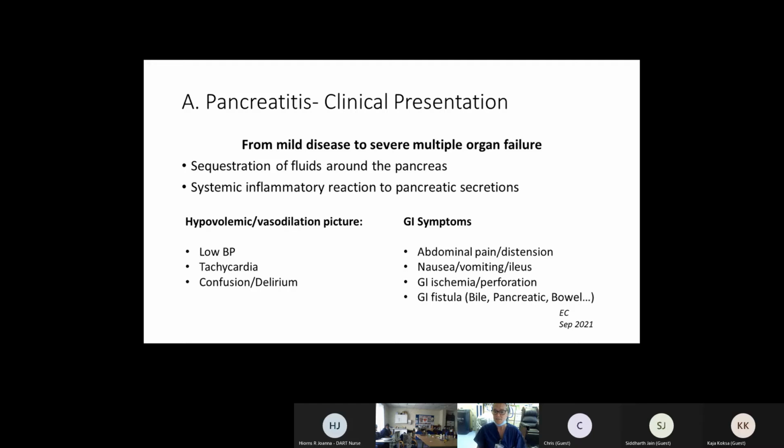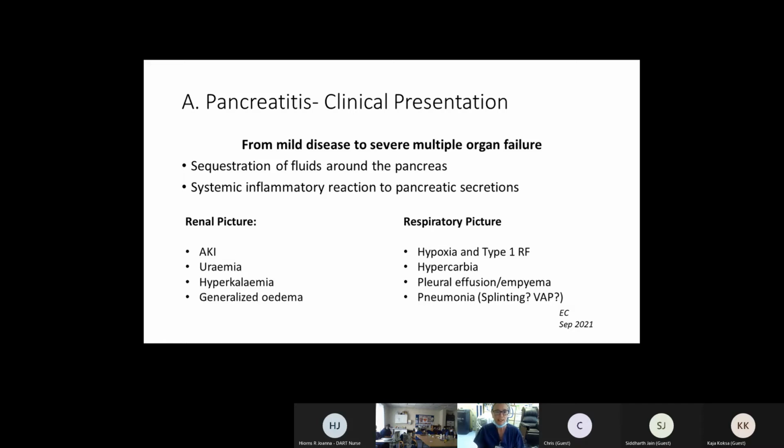GI symptoms are also, as we said before, very frequent, and we can have GI ischemia if some of the vessels are affected. We can have GI perforation at some point, with GI fistulas, and it could be a bile fistula, pancreatic fistula, or a bowel fistula, and this will sometimes mean generalized peritonitis.